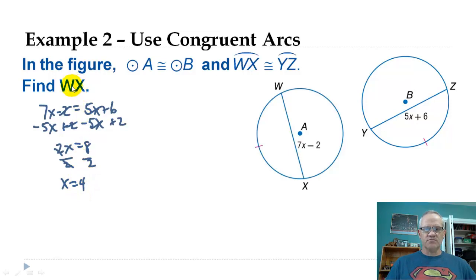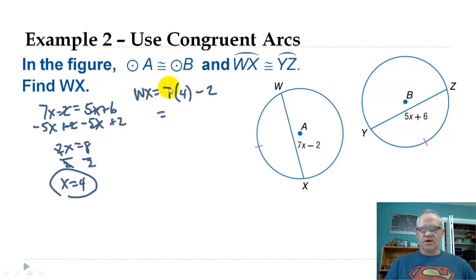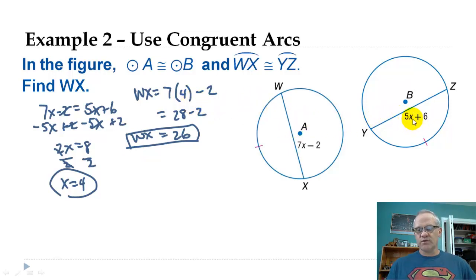Yay! Oh, but wait. We weren't trying to find x, were we? We were trying to find WX. That's this right here, so just plug it in. WX would equal 7 times 4 minus 2. 7 times 4 is 28, minus 2 would be 26. By the way, if you wanted to check yourself, since these two chords are supposed to be the same, you could put 4 in over here as well. 4 times 5 is 20, plus 6 is 26. It's the same thing, so you can check yourself there.